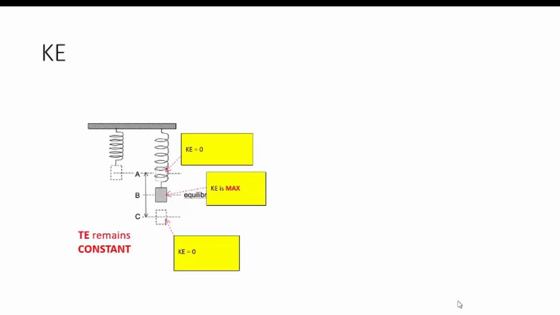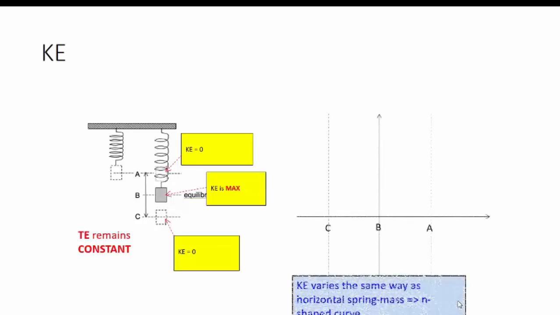So the shape of the kinetic energy variation stays the same as in the case of horizontal oscillation. The shape of the graph is maximum at the equilibrium position and zero at the two ends. So it's an inverted U shape curve, same as before.